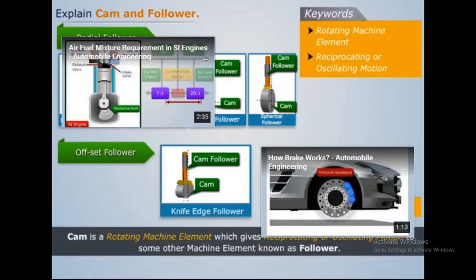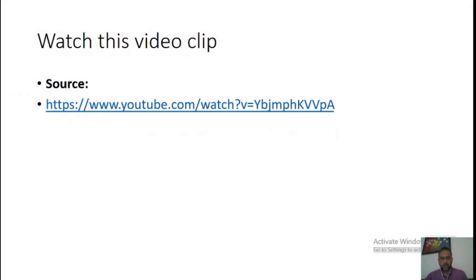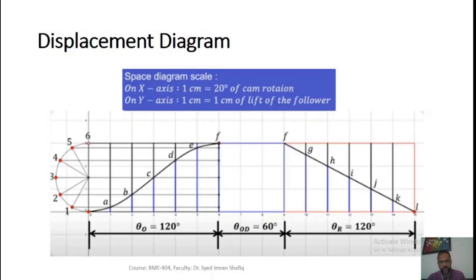It is 120 degrees and it comes out to be 6 centimeters. Then there is a dwell period of 60 degrees. So 60 degrees will be 3 centimeters on this scale, and it will signify dwell for 60 degrees. And then there is a fall or return of 120 degrees, another 6 centimeters. So this is how we have chosen a scale.